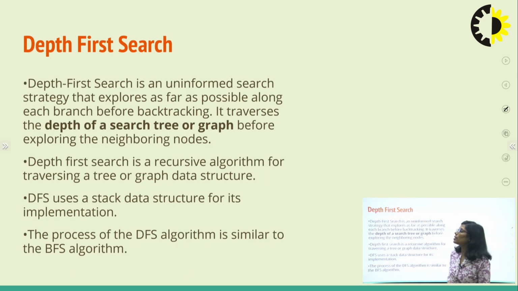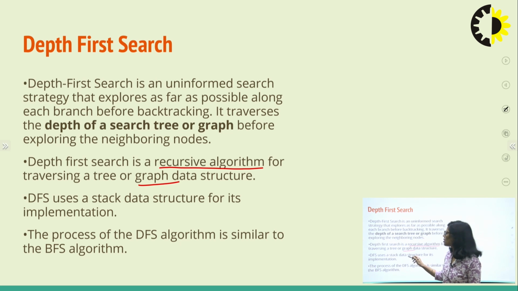Okay. Next is depth first search. Now, depth first search is an uninformed search strategy that explores as far as possible along each path before backtracking. So, what happens? It explores through a branch entirely, okay, before backtracking. So, it will select a path and explore till the end of that path. And if it finds the goal node, good, otherwise it will backtrack. So, since it is backtracking, you can say it is a recursive algorithm. It will traverse the tree or graph structure by following a recursive algorithm.